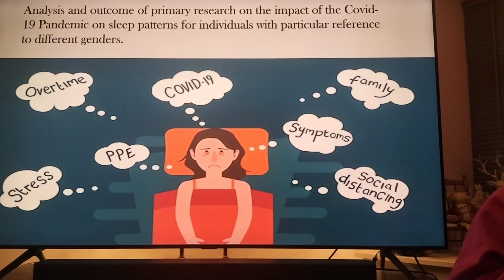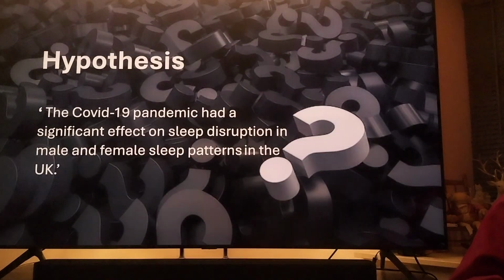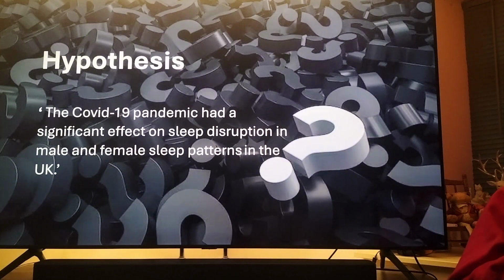Now, this is now the analysis and outcome of primary research on the impact of the COVID-19 pandemic on sleep patterns for individuals, with particular reference to different genders. The hypothesis for the research is the COVID-19 pandemic had a significant effect on sleep disruption in male and female sleep patterns in the UK.